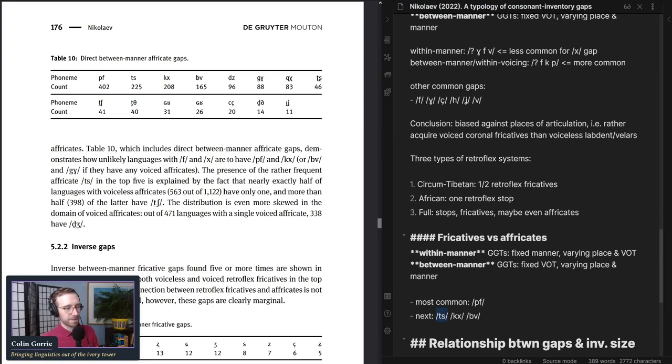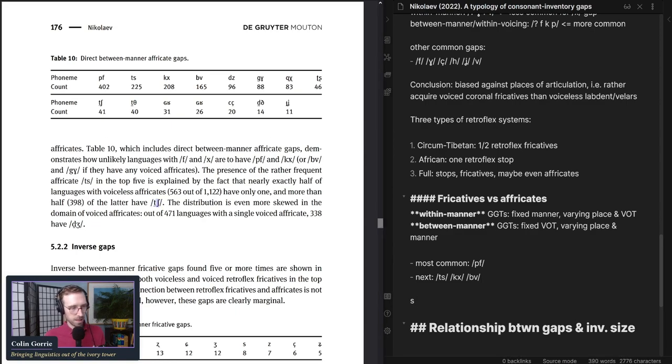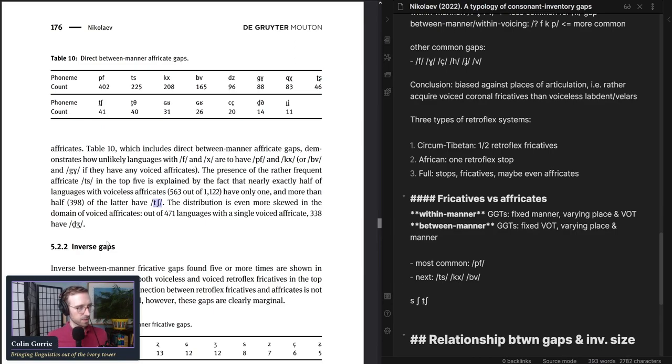But the thing that's a bit uncommon or unexpected is the presence of ts here. Ts is what I would think of as one of the most common places of articulation to have an affricate at. But it is explained here that the presence of ch is causing this gap. So we have, say, a system like s, sh, ch, which is the English system. And so we have this ts gap there between manner gap of ts. Interesting. And then the rest are less common.